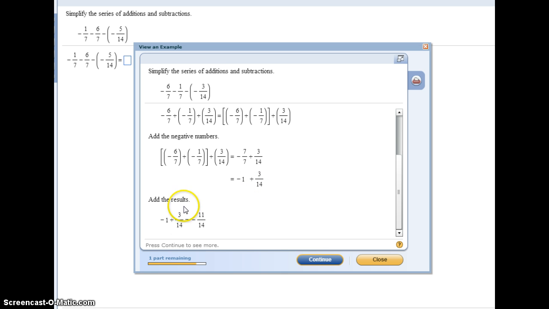And that's where it might get a little bit confusing because it doesn't show the work to get the common denominator. But you would need to write this negative 1 as negative 14 over 14, then add the 3 to get the answer of negative 11 over 14.